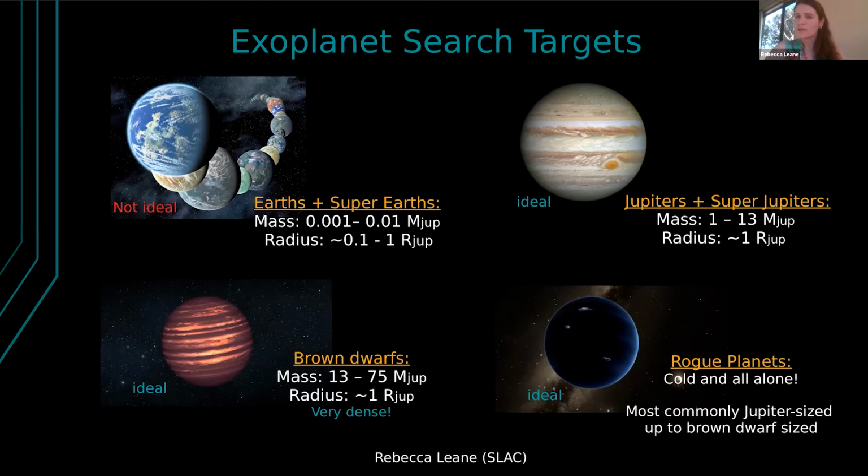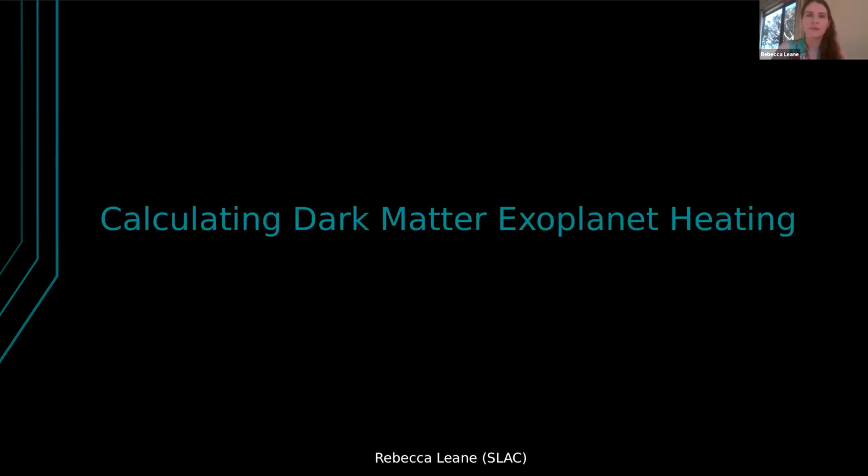Now, rogue planets generally are more commonly Jupiter size up to about brown dwarf size. So rogue planets can have a range of masses and sizes, but they're more commonly on the heavier side.